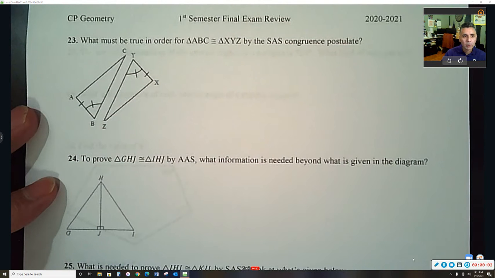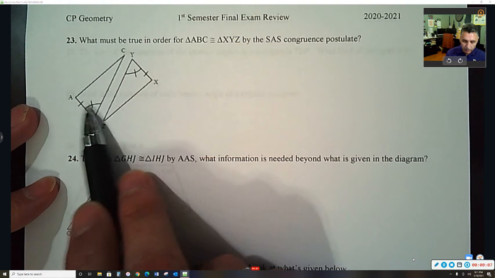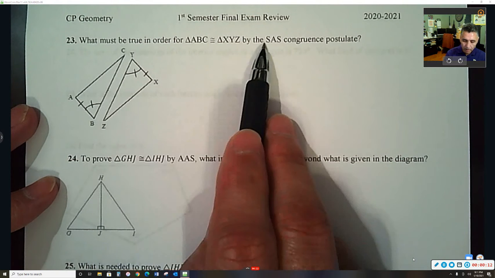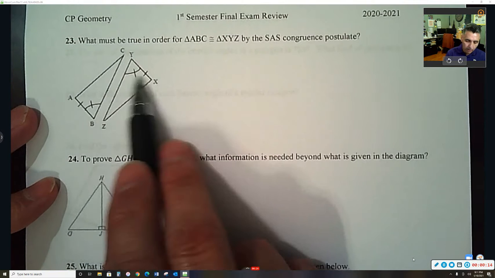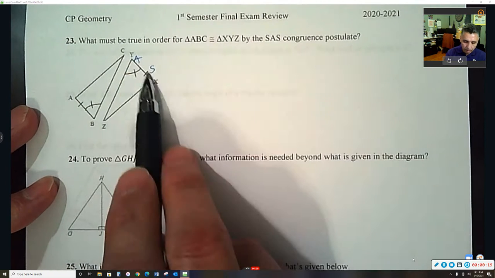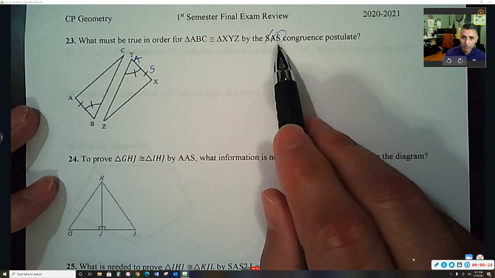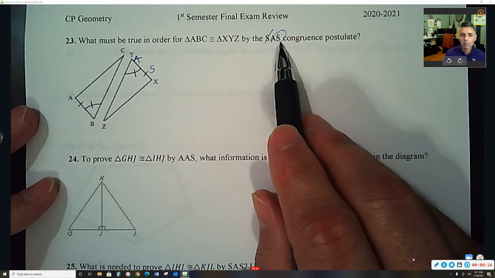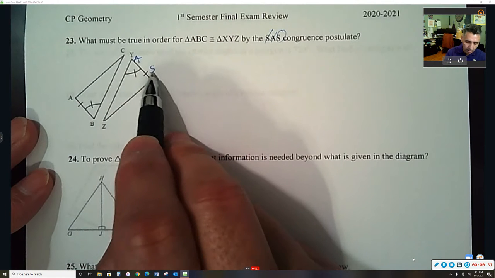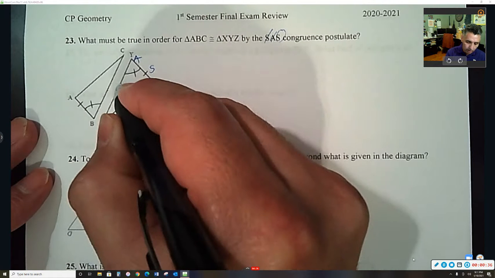If we continue with 23, to tell us what must be true in order for triangle ABC to be congruent to triangle XYZ by side, angle, side. Well, if you look at the markings right now, you have a side and you have an angle marked. Okay, what we need is another side marked congruent. And if we follow it in order, side, angle, side, it has to go like this: side, angle, and then side. It has to be this one over here.